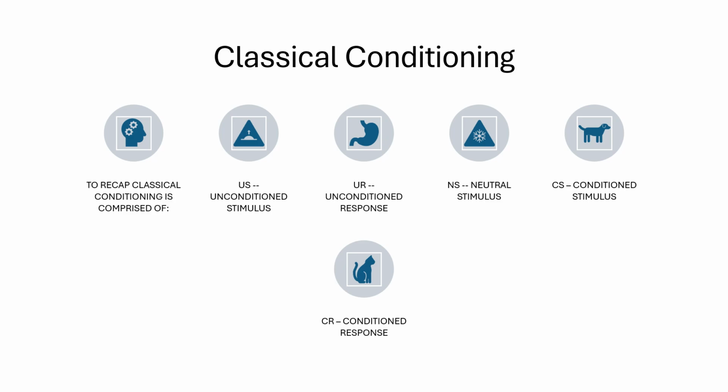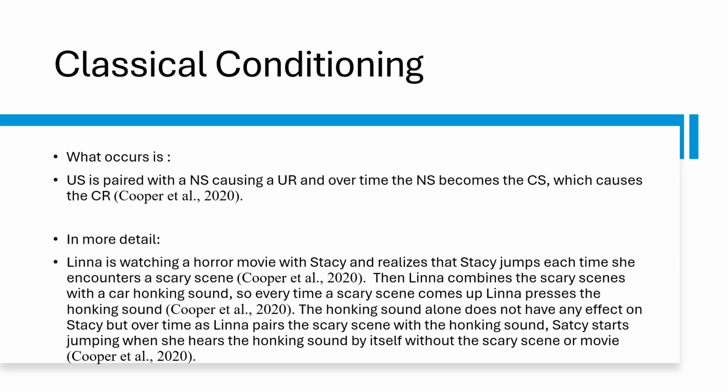Classical conditioning. To recap, classical conditioning is comprised of US, unconditioned stimulus, UR, unconditioned response, NS, neutral stimulus, CS, conditioned stimulus, and CR, conditioned response. What occurs is the unconditioned stimulus is paired with the neutral stimulus, causing an unconditioned response. And over time, the neutral stimulus becomes the conditioned stimulus, which causes the conditioned response.